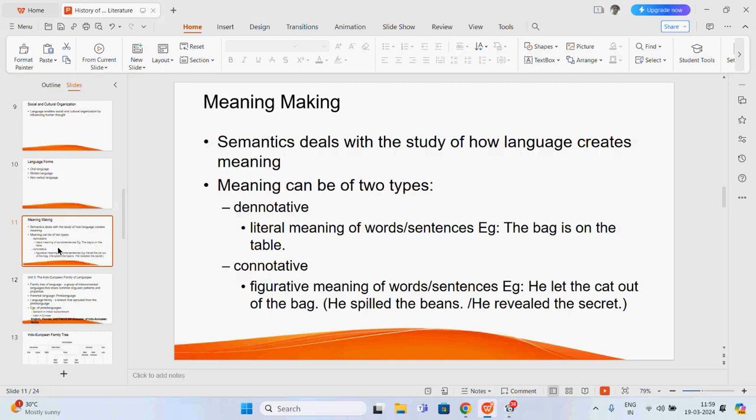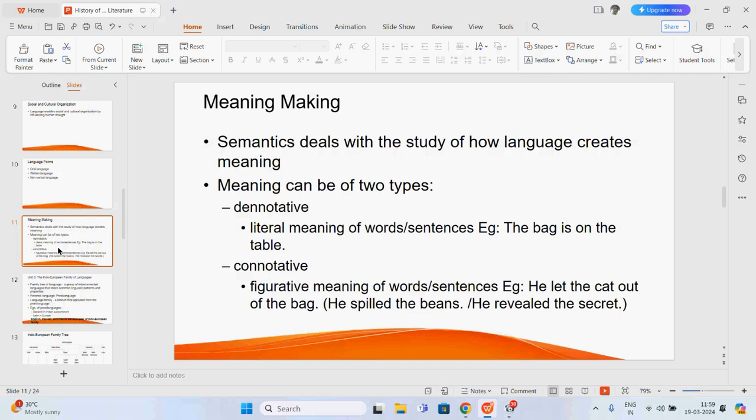But in English, when we say he let the cat out of the bag, we are using it in the figurative sense. We are using it in the connotative sense, and we mean he revealed the secret. When somebody reveals the secret, you can say he revealed the secret. That is the denotative meaning. Or you can say he let the cat out of the bag, which means he spilled the beans, or he revealed the secret.